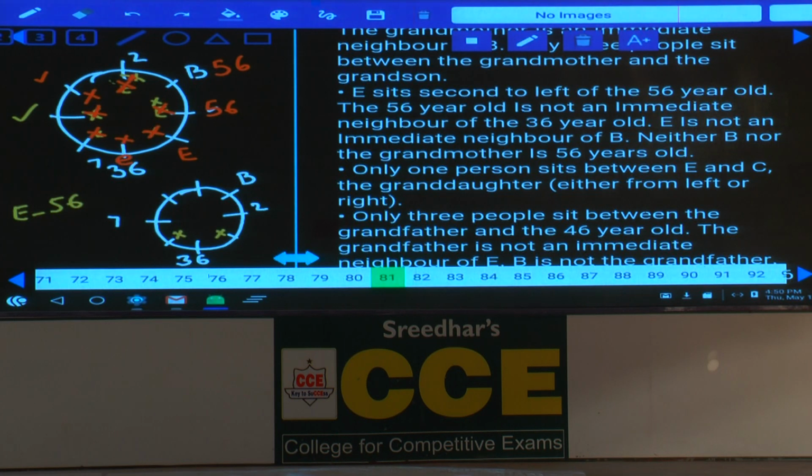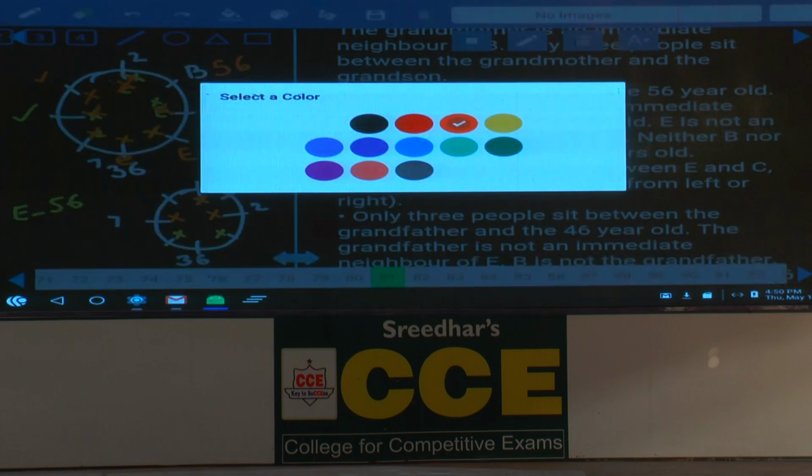Then coming to this one, now this 56 is not adjacent to this one, and at the same time, E cannot be here. As E cannot be here, 56 cannot be here. Are you following this one or not? And the next one. Then what is the other possibility we have? E is not an immediate neighbor of B, and earlier we had discussed about this.